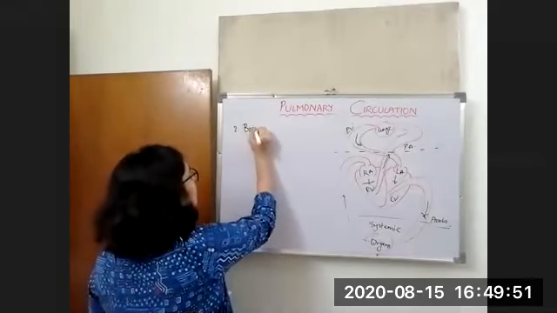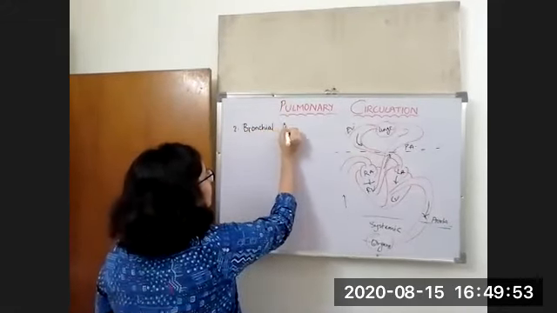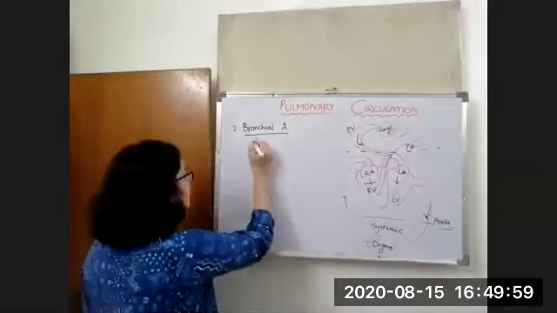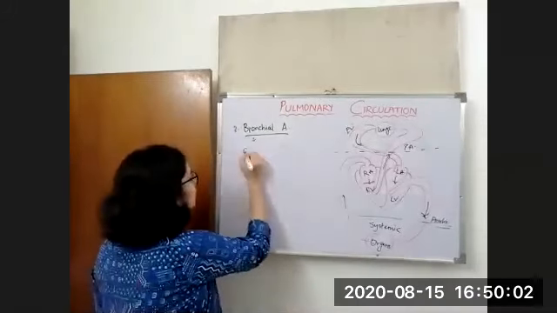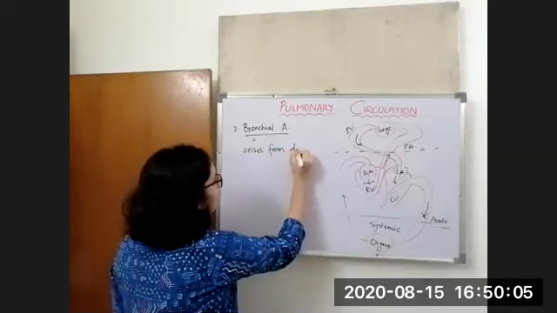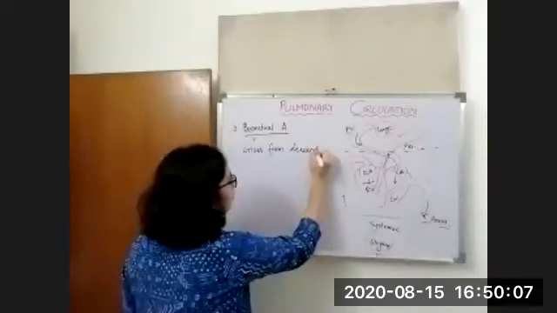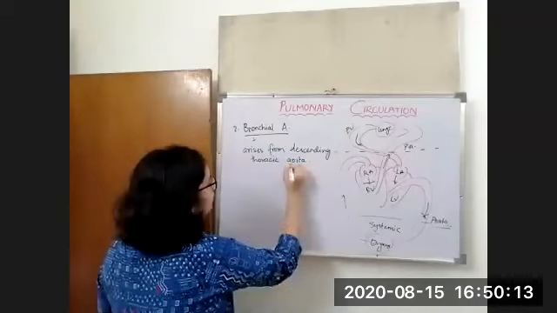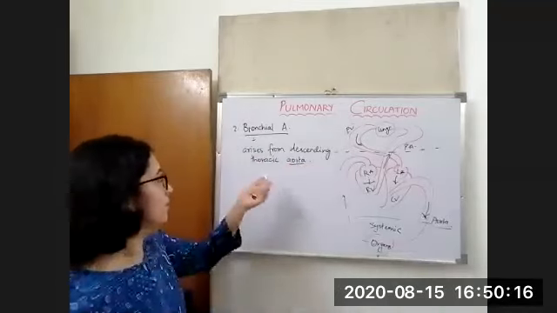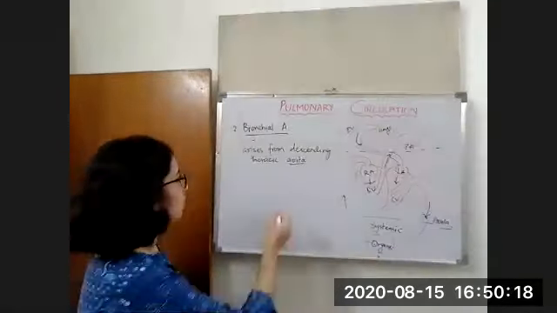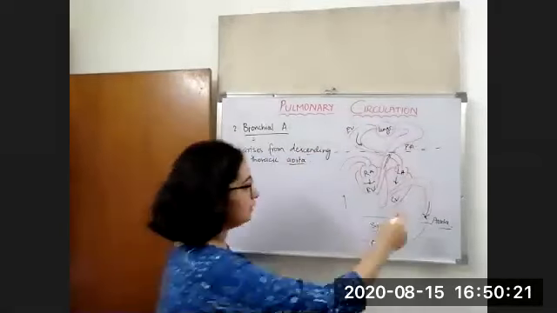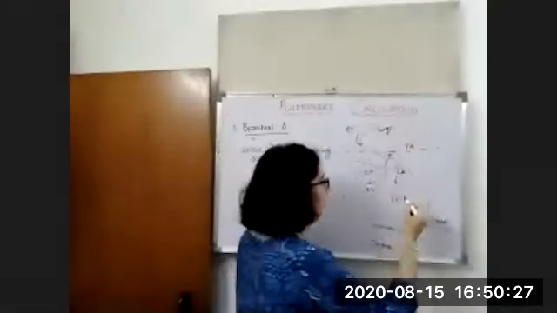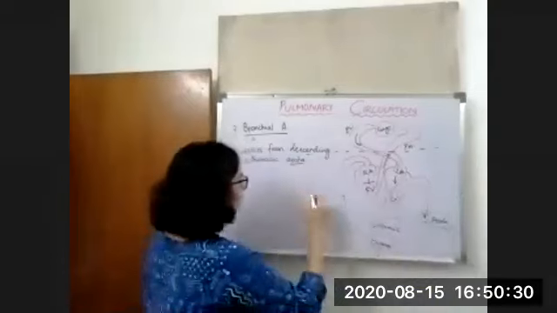Next, we'll see the bronchial artery. So this bronchial artery, from where does it arise? It arises from the descending thoracic aorta. What is that descending thoracic aorta? This aorta has three parts: the ascending part, the aortic arch, and the descending part.